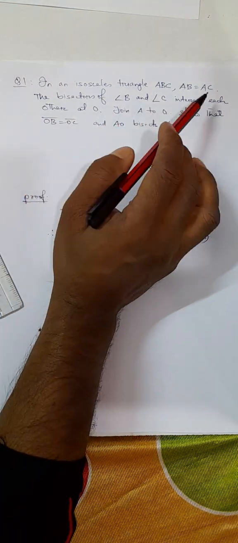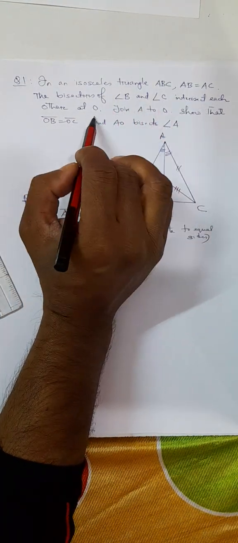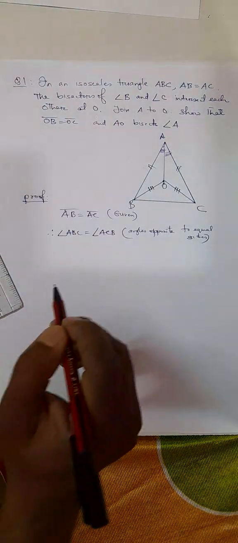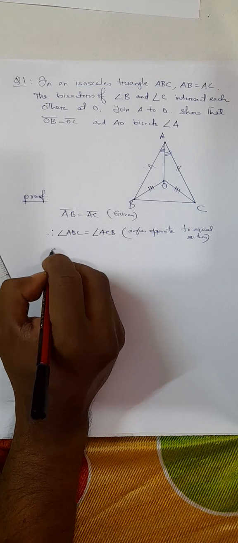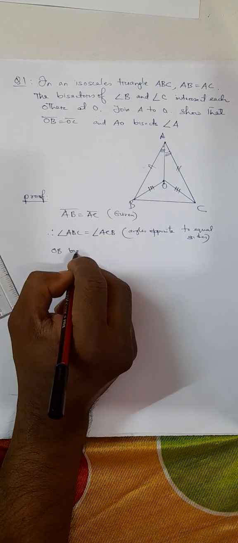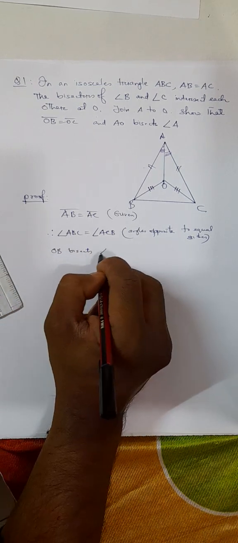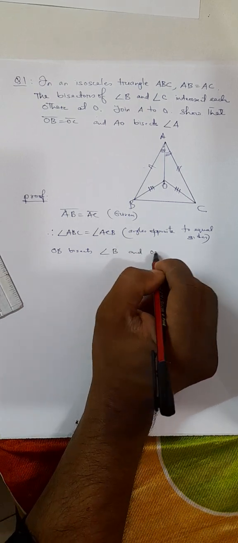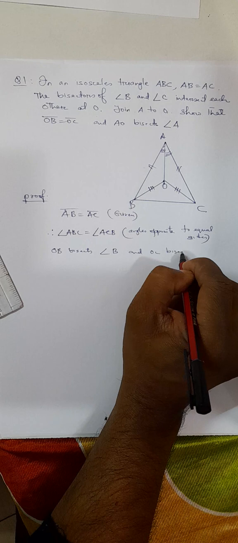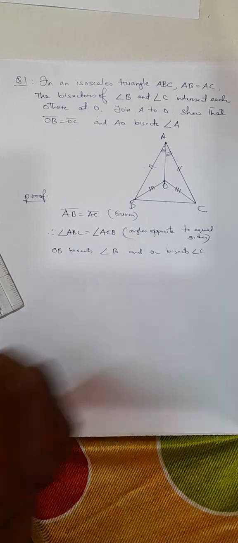The angle bisectors of angle B and C intersect each other at O. OB is a bisector of angle B, and OC bisects angle C.